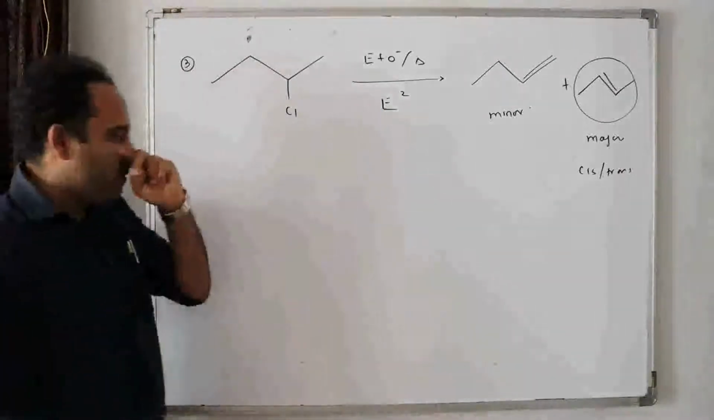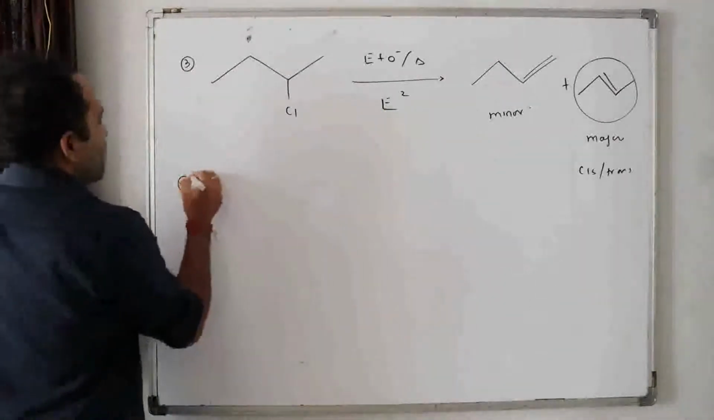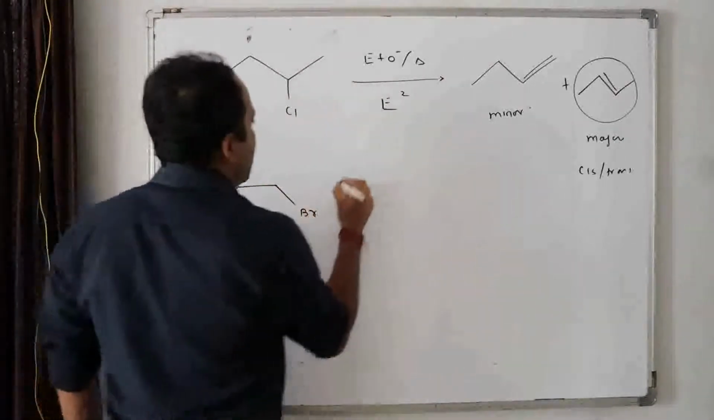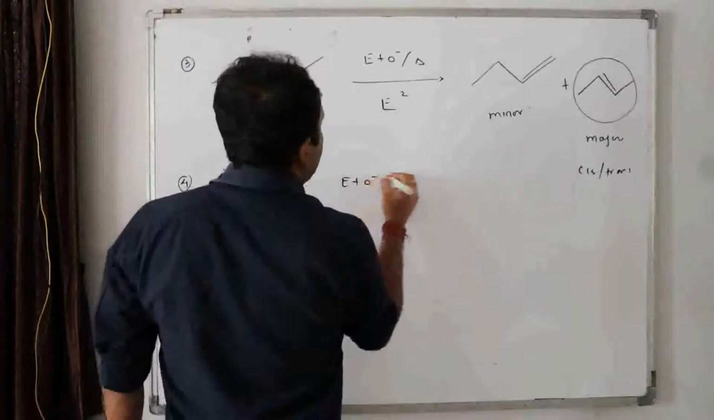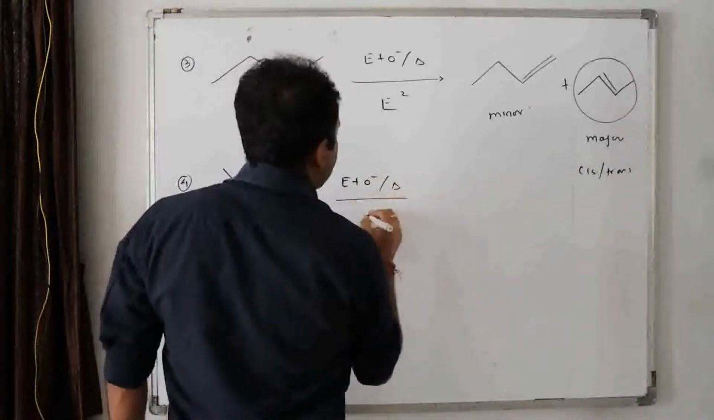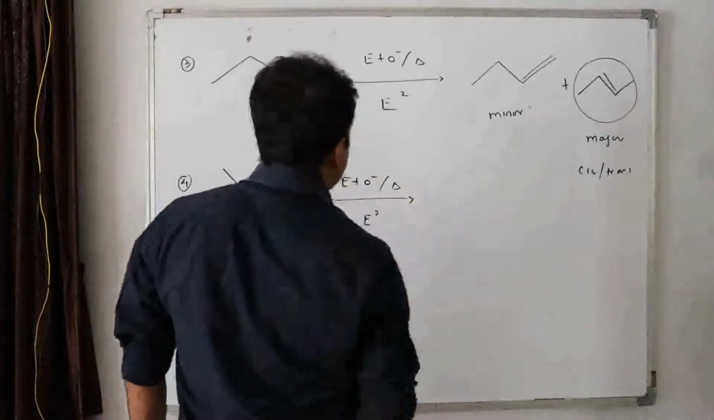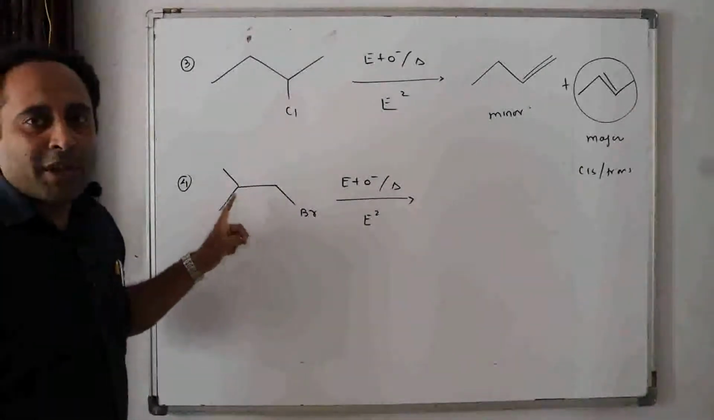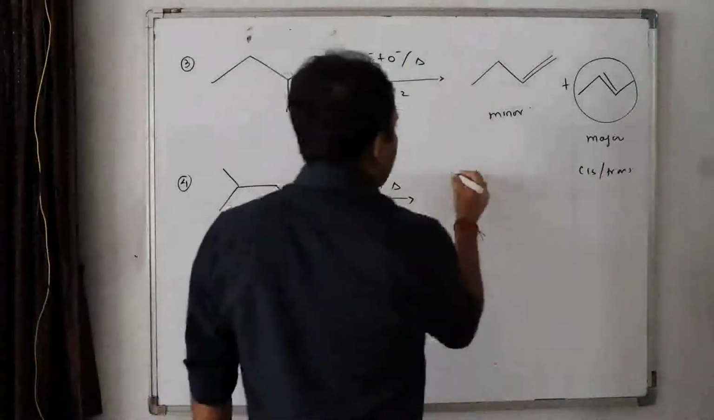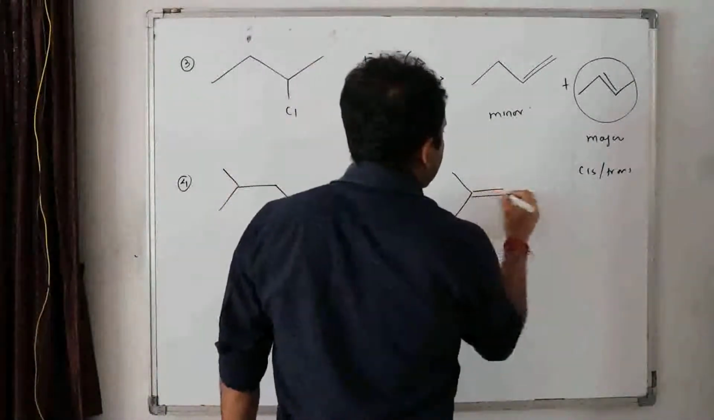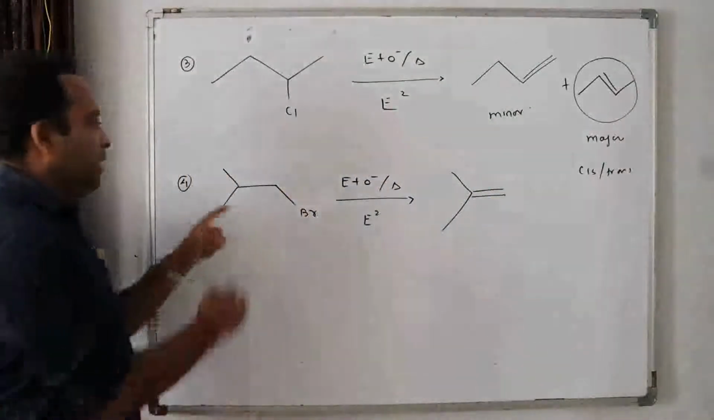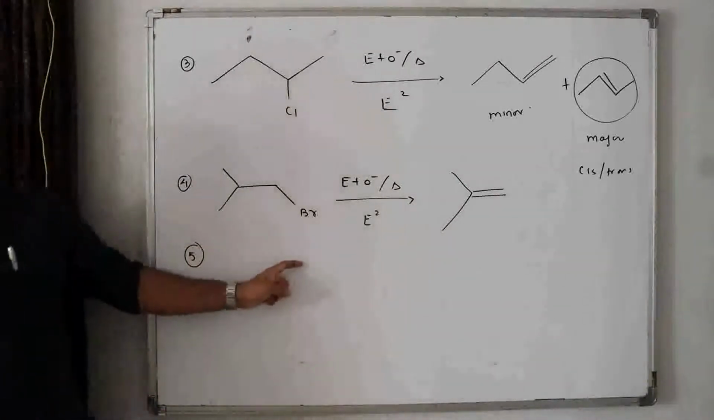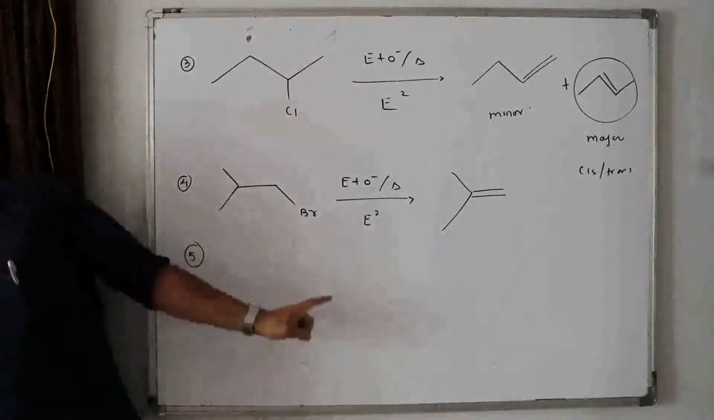Next, one more example. If something is like this, bromine, EtO minus, heated, E2 reaction. What will happen? Bromine is removed, no chance of any carbocation or rearrangements. So what is the product formed in this case? This is the product formed, bromine from here and H from here. Easy? You understand? Next question. Let me tell you the next question.